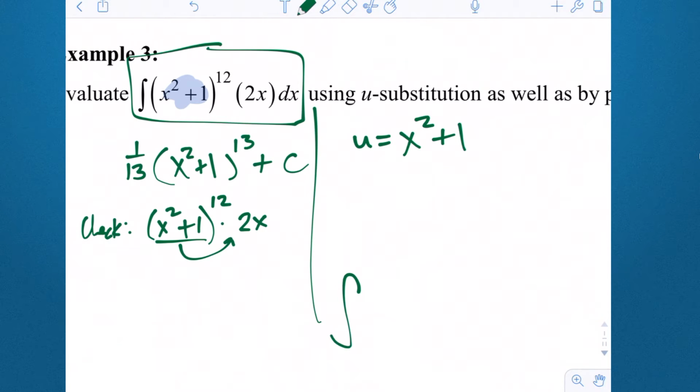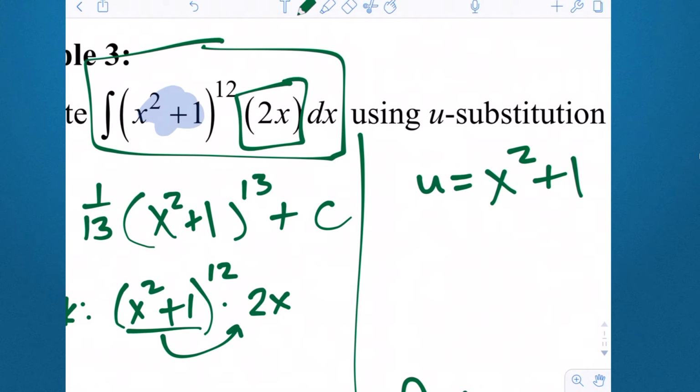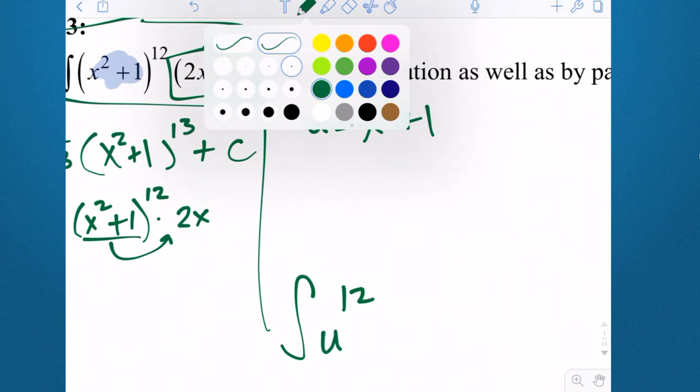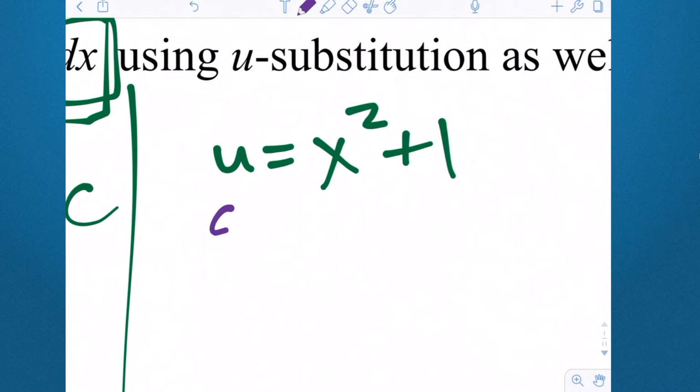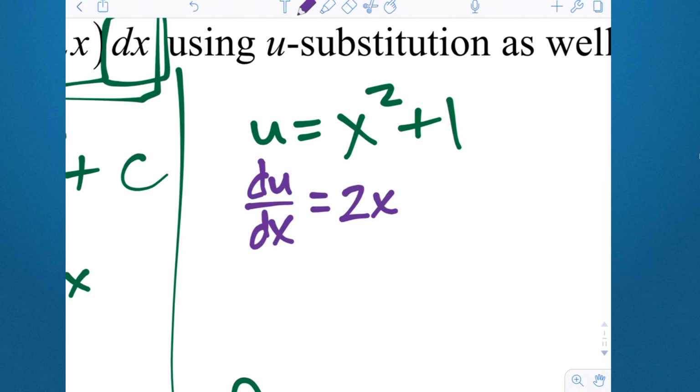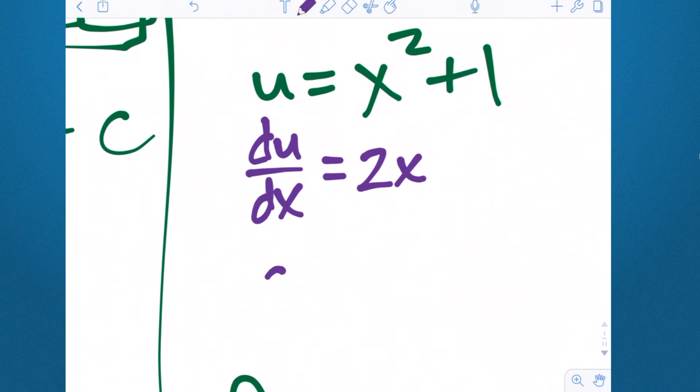So I'm going to go ahead and start replacing as I find things. The first thing I'm going to replace is instead of x squared plus 1 to the 12th, I'm going to call it u to the 12th. That already looks better. But notice I still have to replace the 2x, and I still have to replace the dx. Because you're always going to need dx, you're always going to take the derivative of what you're calling u. So we'll take the derivative with respect to x of both sides. So du dx is the derivative of the left, and what's the derivative of the right with respect to x? 2x.